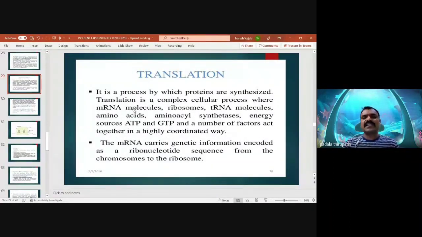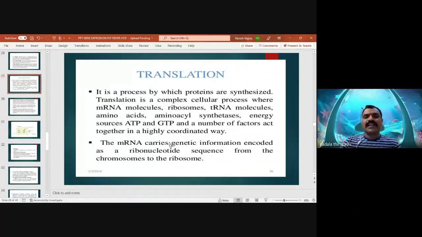Translation is a complex cellular process where mRNA molecules, ribosomes, tRNA molecules, amino acids, aminoacyl synthetases, which are enzymes, and energy sources like ATP, adenosine triphosphate, and GTP, guanosine triphosphate, and a number of factors act together in a highly coordinated way. These are all involved in the translation process.